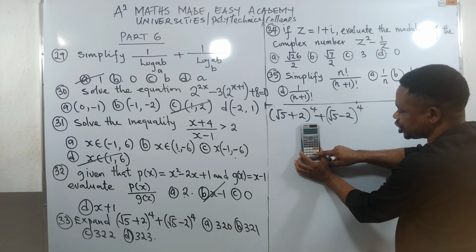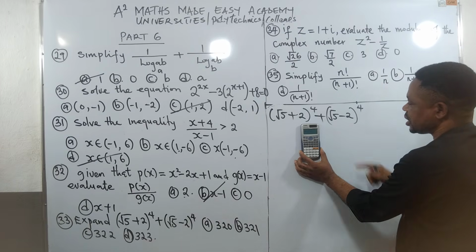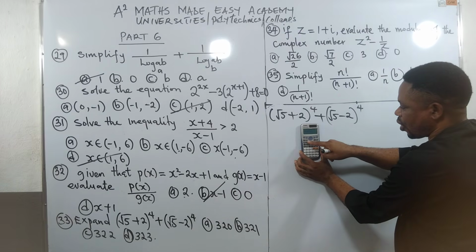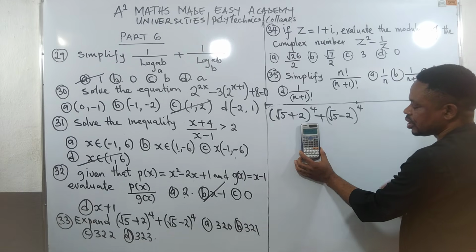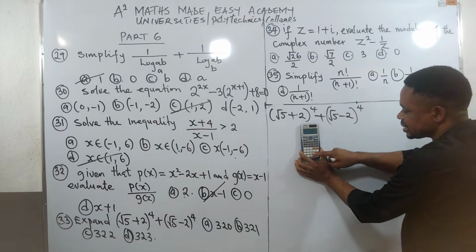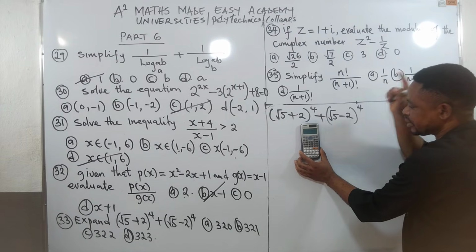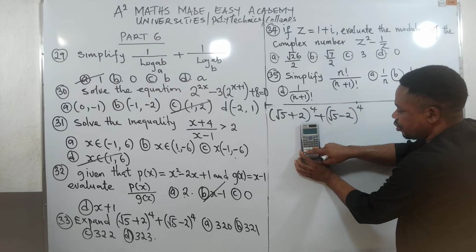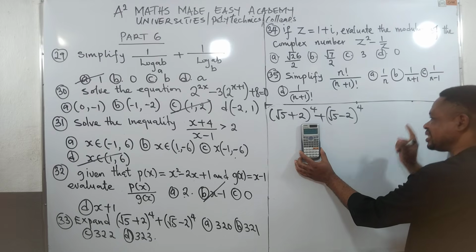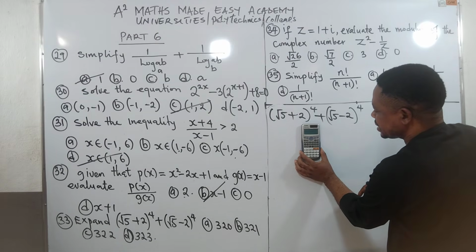The next thing to punch is plus. Then open the bracket. Key in square root of 5, then navigate from the square root with the right button. Then next is minus 2. Then close the bracket and raise to the power, this is the x raised to the power, then punch 4. I have done exactly what is on the board. What is the next thing? Punch equal to. Wow, the answer is 322.